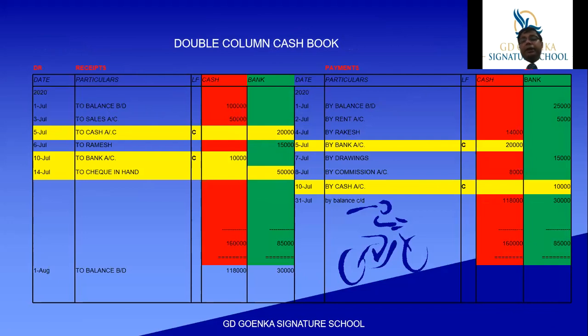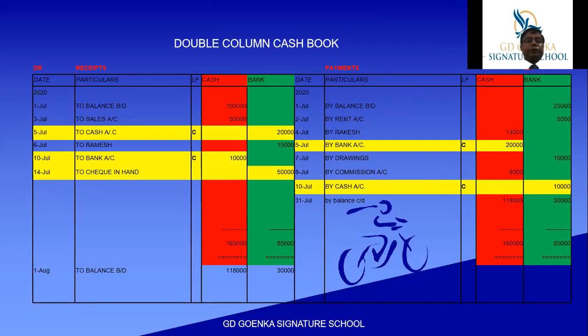But bank is having a negative balance, so that's why it is recorded on credit side, that is by balance B/D, 25,000. Then the rest of the transactions other than those marked with yellow are simple ones, where money is coming in, that will be recorded on the debit side. If it is coming in cash, it is recorded in the cash column, debit side. If it is received through cheque, it is recorded on the debit side in the bank column.